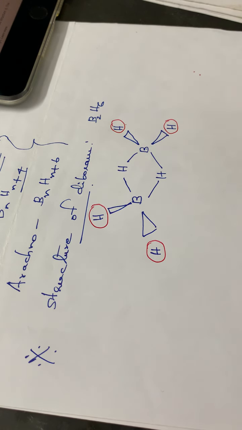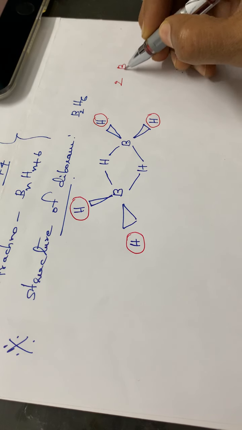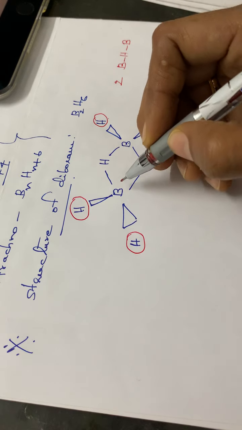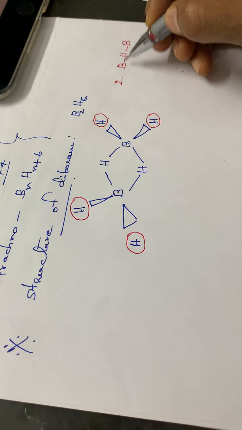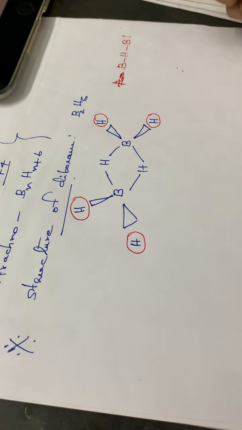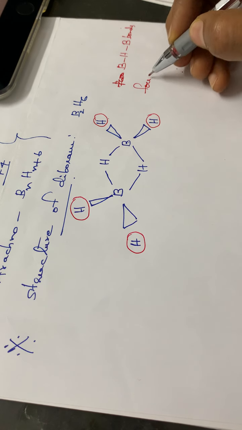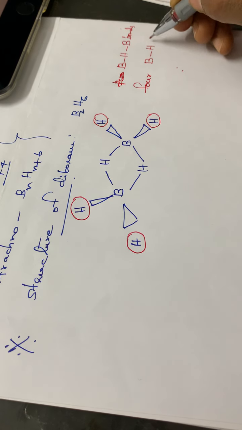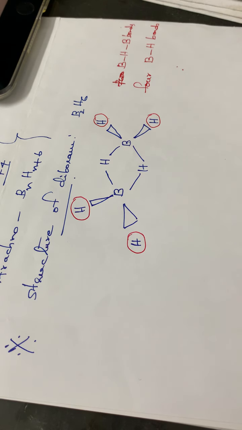Okay, so in total we can say that there are 2 BHB bonds, that is these bonds, isn't it? This is the first BHB, second BHB. 2 BHB bonds, I'll be writing it like this, 2 BHB bonds and 4 BH bonds. So these 4 BH bonds are perpendicular to these BHB bonds. Okay.